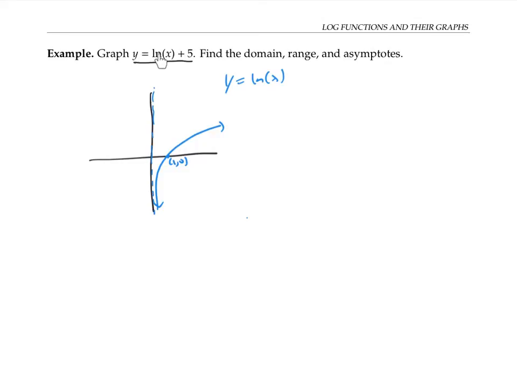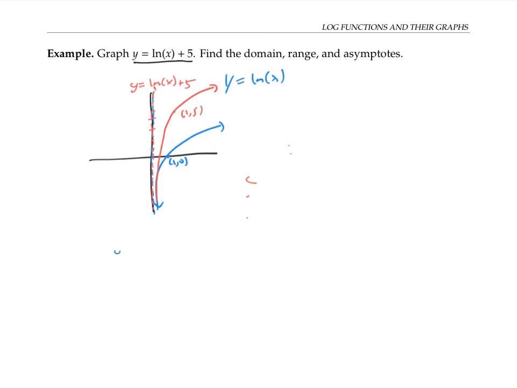Now, if I want to graph ln of x plus 5, that just shifts our graph up by 5 units. It'll still have the same vertical asymptote, since a vertical line shifted up by 5 units is still a vertical line, but instead of going through (1, 0), it'll go through the point (1, 5). So I'll draw a rough sketch here.